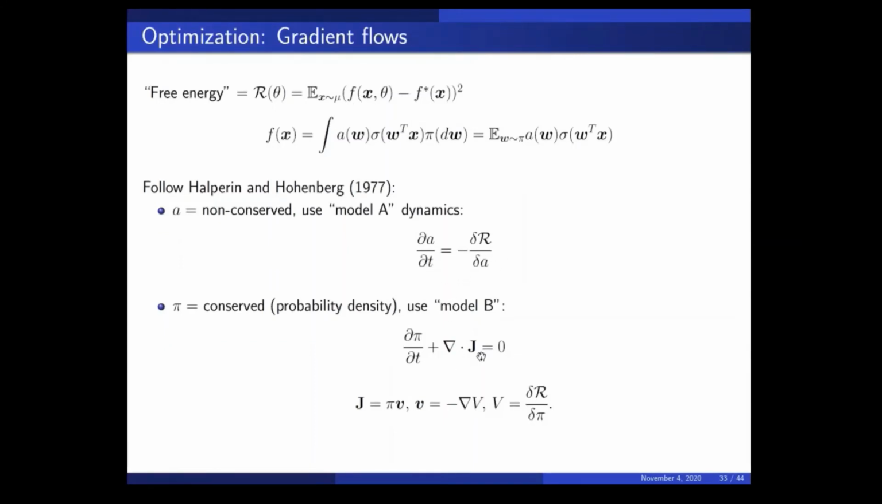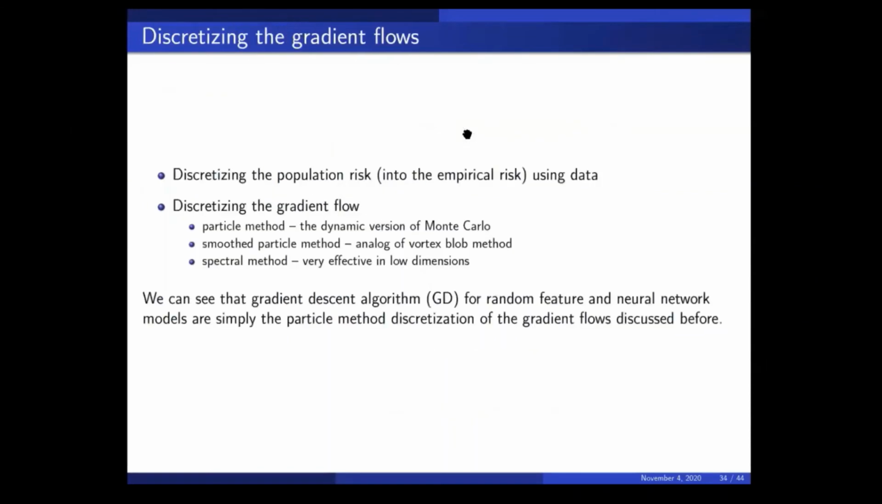Anyway, now the machine learning problem is reduced to solving this kind of PDE. So how do we solve this PDE? Well, we need to discretize. The first step is to discretize the population risk into empirical risk, and that's easy. That's just using data. The second step is to discretize the PDE, the gradient flow. We can use particle method, and in high dimension, particle method is the method of choice because that's the analog of Monte Carlo. If we are working in low dimension, we can also use a spectral method.